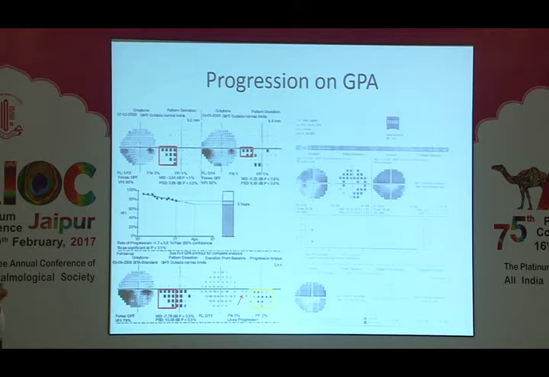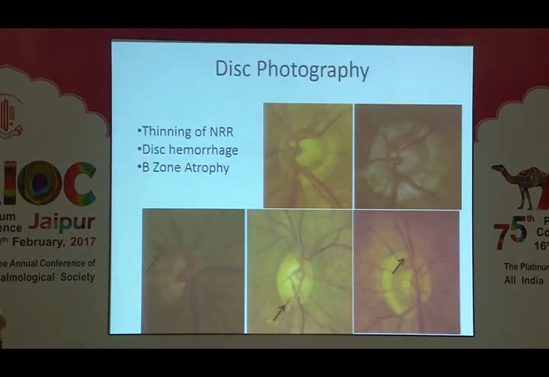From 12 dB minus to 20 dB minus, we will get a progression analysis on GPA. But if it's 20 dB and beyond, GPA is defunct. So let's not get into too much of the gamut and rely more on what we are seeing clinically. In disc photography, usually we are not left with too much rim.